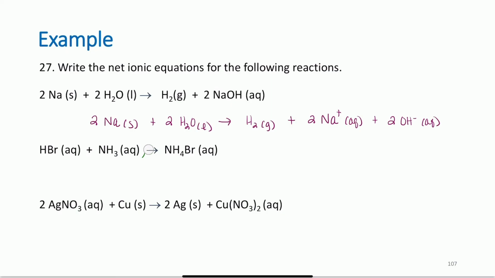In this case, though, I'm going to react this ammonia that's being bubbled through with HBr, which is hydrobromic acid, a strong acid, and produce NH4Br. So I write this as aqueous, but it's actually gas bubbling through. So it's not behaving as an ion in solution. I am forming NH4 plus.